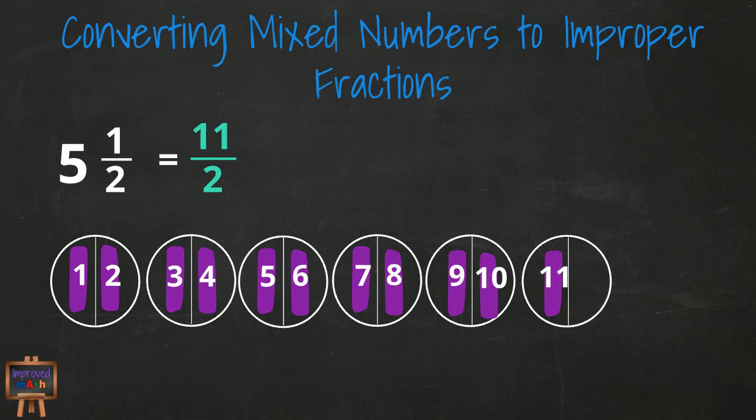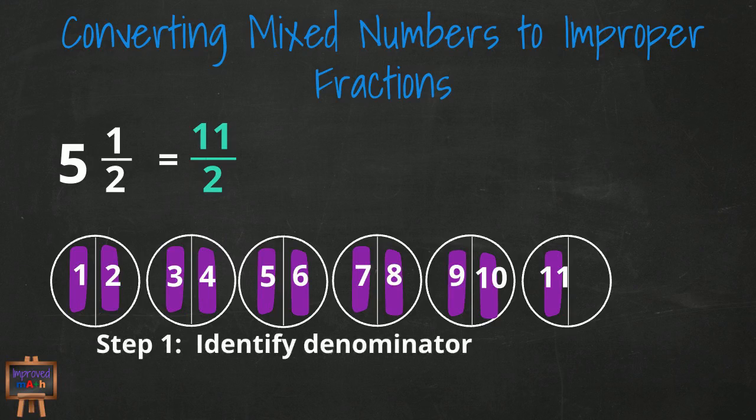The first step in converting a mixed number to an improper fraction is to identify our denominator. In this example, the denominator is 2, and there are 2 parts in each whole. Or you can look at it as this: it's already given to you in the proper fraction portion.